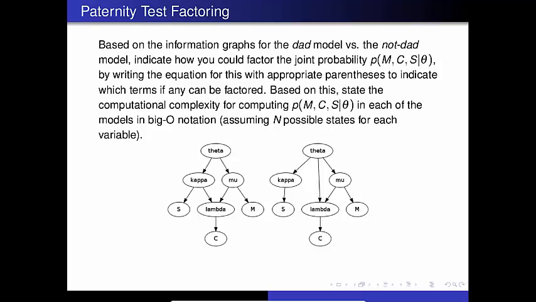Okay? Any questions about what you're being asked here? Okay, well, so write an equation for the joint probability MCS given theta, and indicate with parentheses how you think it factors, if it factors at all, and then give the big O notation in terms of n for the computational complexity on calculating P(MCS given theta) for those 2 distinct models.